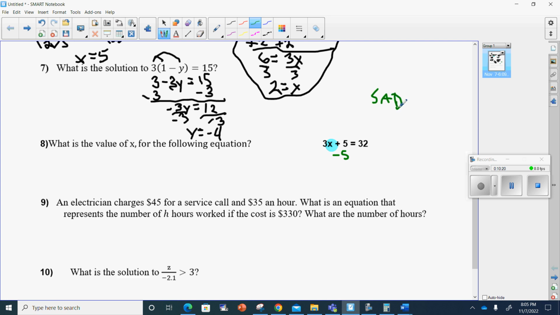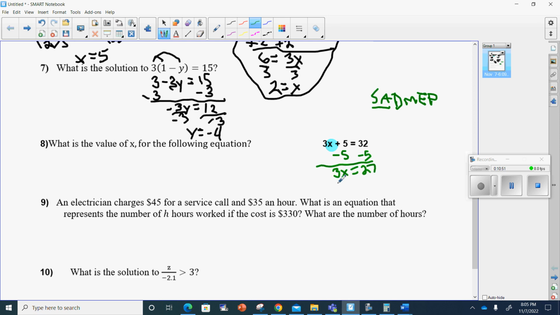Somehow or another, I got green ink. So I'm going to look for subtraction and addition first. I see I'm adding 5, so I'm going to subtract 5. Whatever I do to one side, do the other. This gives me 3x is equal to, well, 32 minus 5 will give me 27.